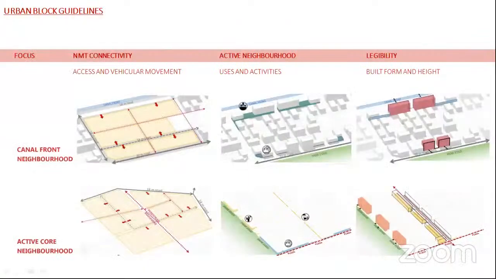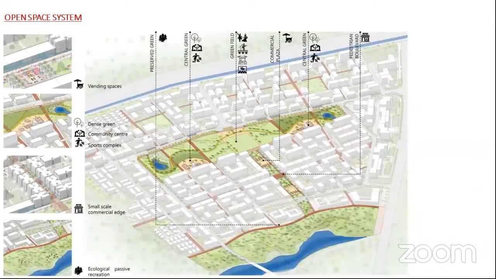The guidelines for blocks focused on NMT connectivity by regulating access points and internal vehicular movement, an active neighborhood by offering activities and diversified uses, and legibility through defined built form and height. The strength of the township as a commercial and recreation anchor is reflected in its open space program, which offers various commercial and both active and passive recreational opportunities.